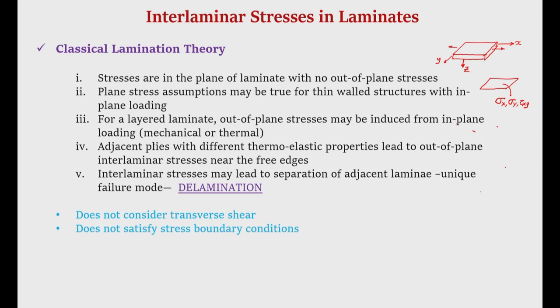While this may be true for thin wall structures with in-plane loading, for a layered laminate, out-of-plane stresses may be induced from in-plane loading. And it is more so because in a laminate, the adjacent plies may have different thermoelastic properties, and that might lead to interlaminar stresses, especially near the free edge. These interlaminar stresses lead to separation of adjacent laminae or plies, which is called delamination, which is very, very important as it is a unique mode of failure in laminated composite structures. Therefore, we must understand these interlaminar stresses, which are not considered in classical lamination theory.